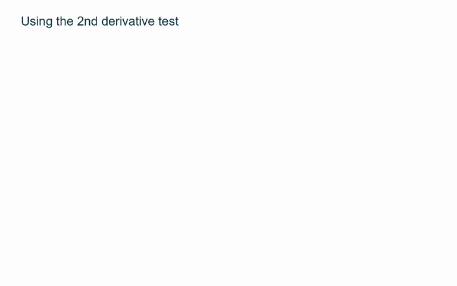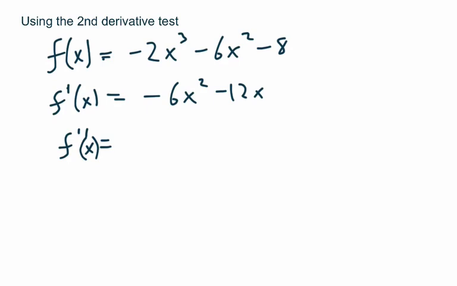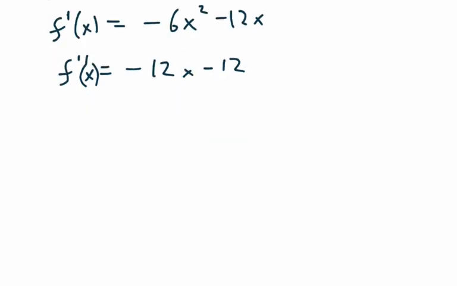So f of x was negative 2x cubed minus 6x squared minus 8. Therefore, the first derivative was negative 6x squared minus 12x. Therefore, the second derivative of x is negative 12x minus 12. The process for this is almost the same. We first find the critical points, and if we do that, we get x equals 0 and x equals negative 2 like before.